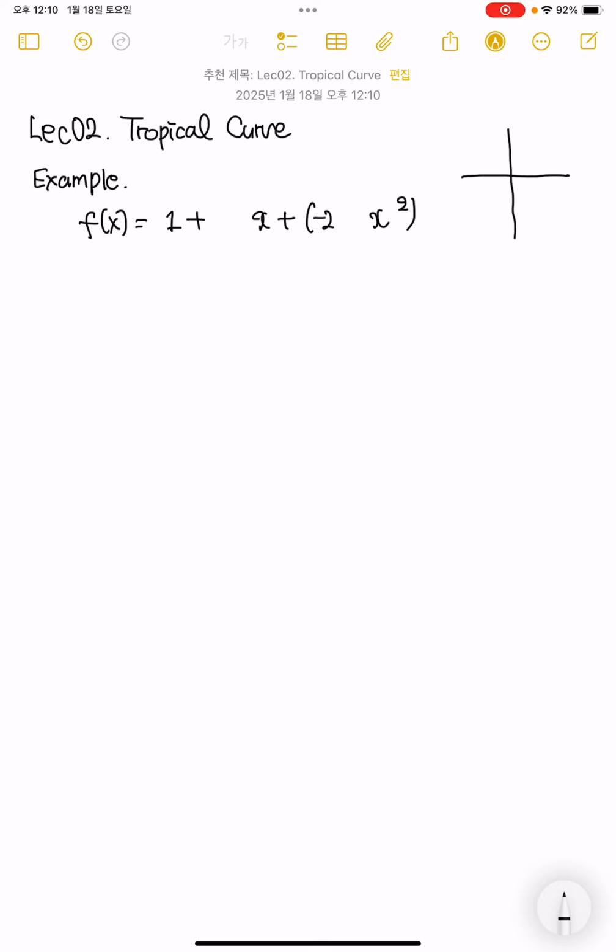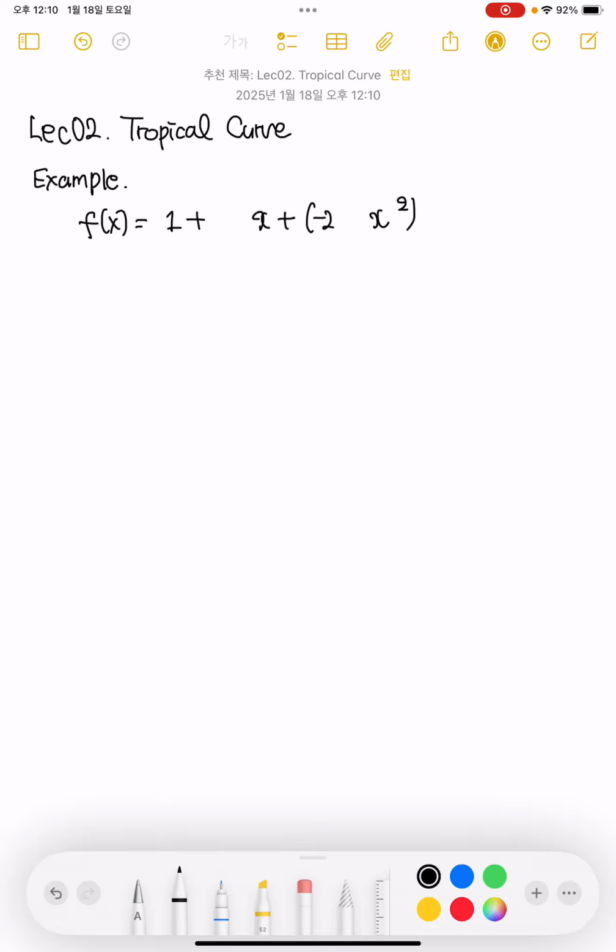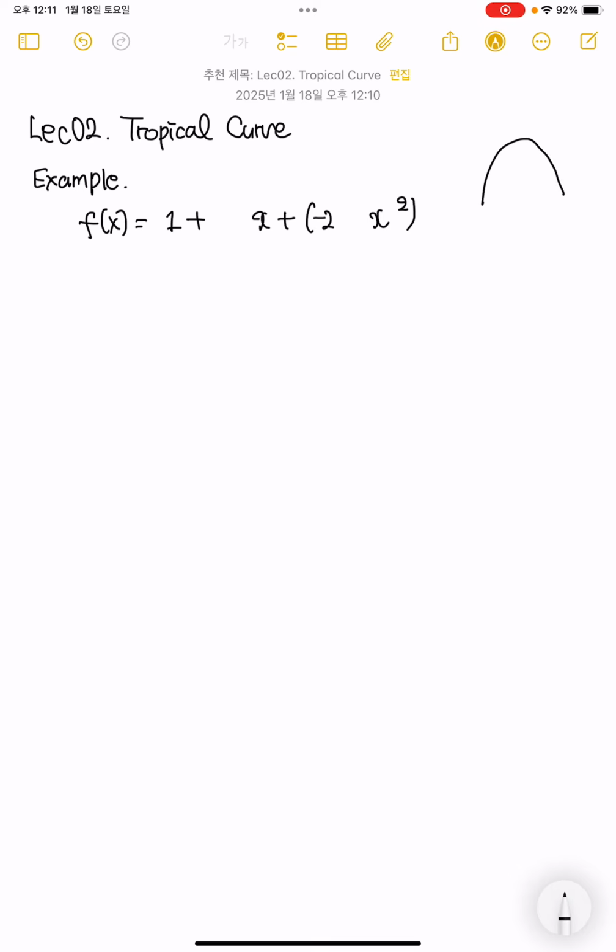So for example, we know, we can guess the shape of the quadratic curve. That is a quadratic function. And if we plot the graph, maybe the conic paraboloid looks like this.